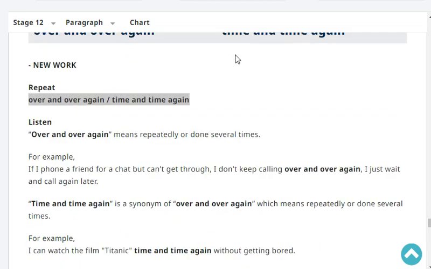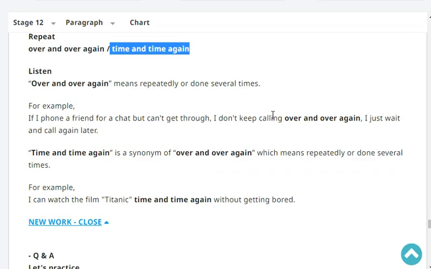Okay, listen. Over and over again means repeatedly or done several times. For example, if I phone a friend for a chat but can't get through, I don't keep calling over and over again. I just wait and call again later. Time and time again is the synonym of over and over again. It's the same, which means repeatedly or done several times. For example, I can watch the film Titanic time and time again without getting bored.